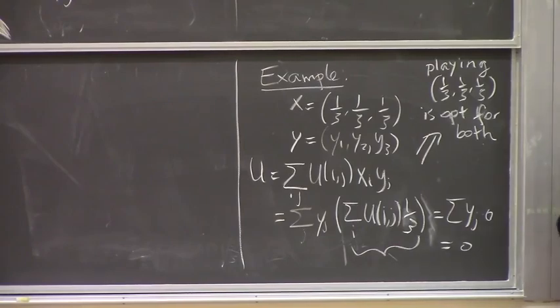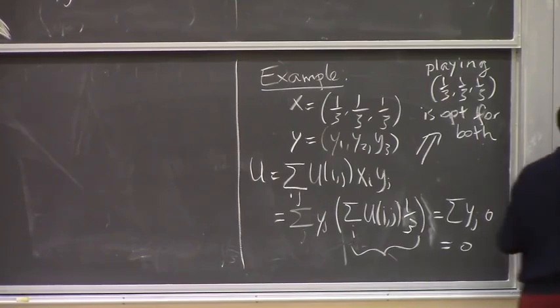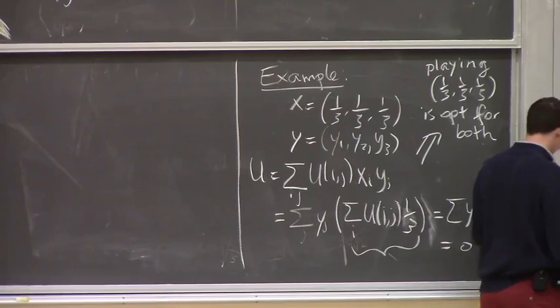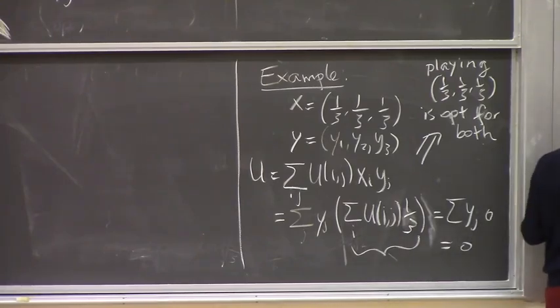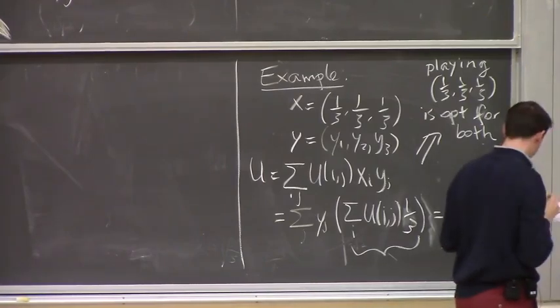This time we're going to look at a game with two strategies for each player. There's going to be top, bottom, and left, right. And the numbers are going to be 5, -3, -1, and 1.